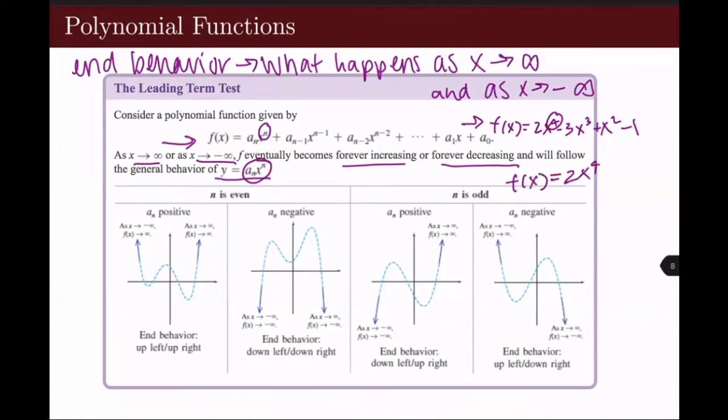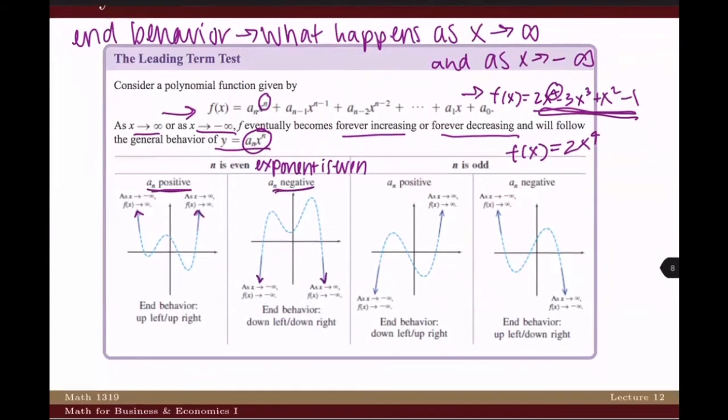So whatever 2x to the fourth does, our long function is likely going to do as well. All right, and then we have some cases here. So if n is even, this means if your exponent is even, you'll either have both tending upward or both tending downward, depending on whether your leading coefficient is positive or negative. It was the same way with parabolas, remember? When we had a positive leading coefficient, our parabola opened upward, and a negative one, our parabola opened downward. So you can kind of compare it to what we were just doing.